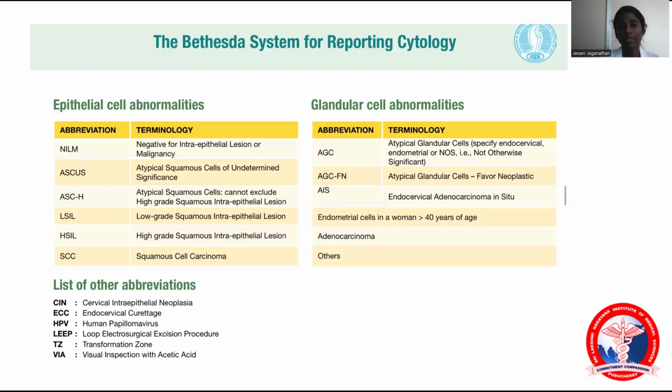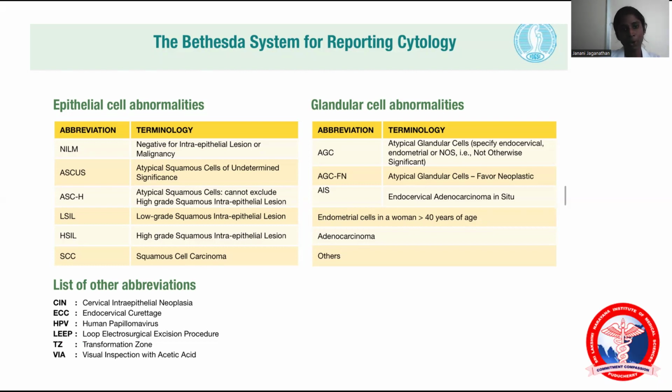Moving on to the Bethesda system for reporting of cervical cytology. Imagine we have taken a pap smear and we have to interpret its findings. For this, Bethesda has devised a system for reporting cytology. This includes abnormalities in 2 categories: one is epithelial cell abnormalities and the other is glandular cell abnormalities.